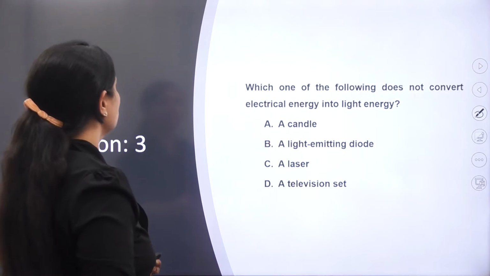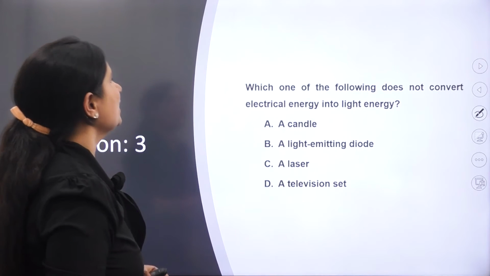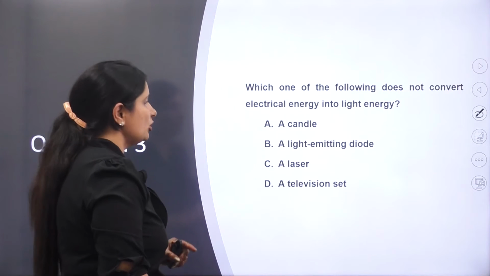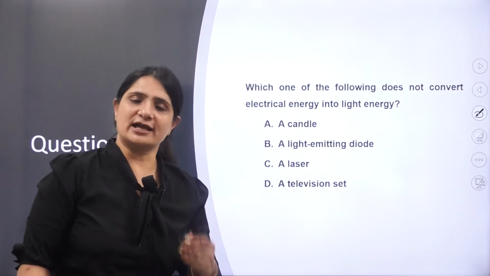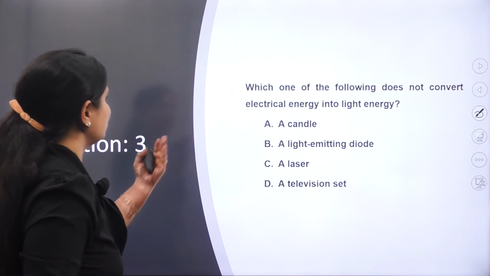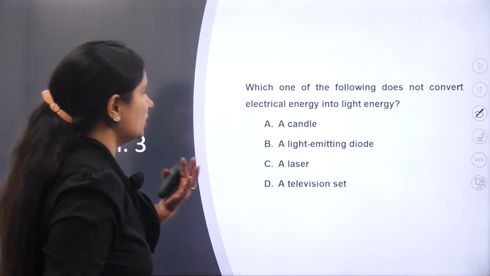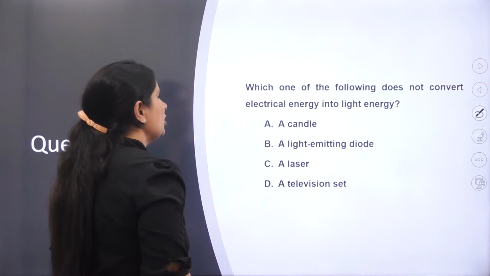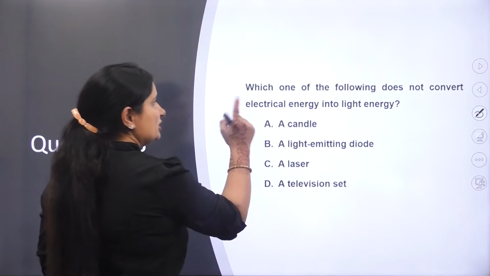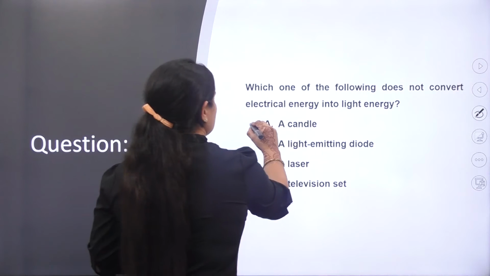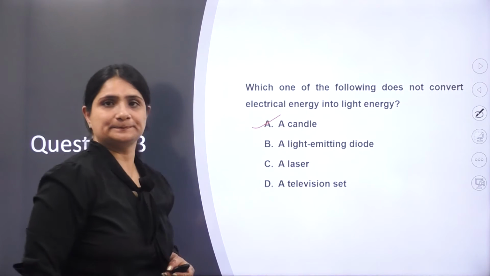Let's move to the third question. Which one of the following does not convert electrical energy into light energy? All of us know that energy can be transformed from one form to another. So it is a very easy question. Which one does not convert electrical energy into light energy? So the first option is candle. Obviously candle does not need electrical energy. So it does not convert electrical energy into light energy. Option A is the right answer.